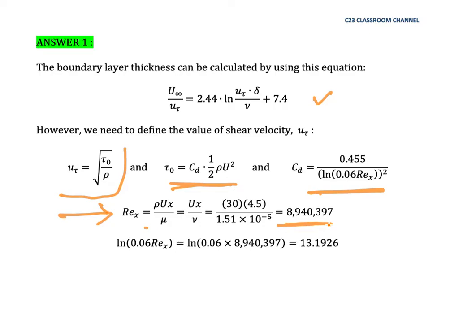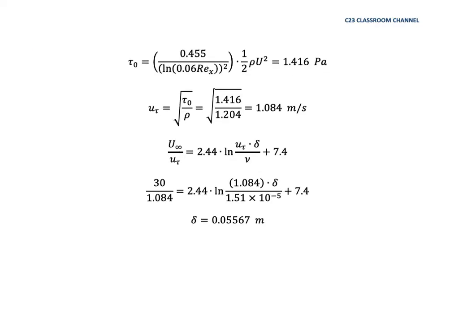So then we calculate the Reynolds number. We calculate the ln here, so we get 13.1926. And then we substitute, we could get the value of tau as 1.416 Pascal, and then we could calculate the value of U tau here. It is equal to 1.084 meter per second.